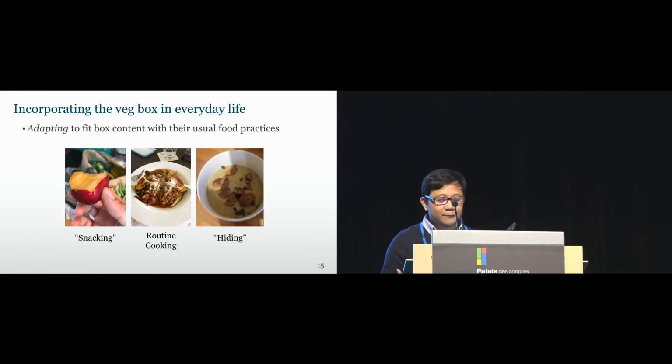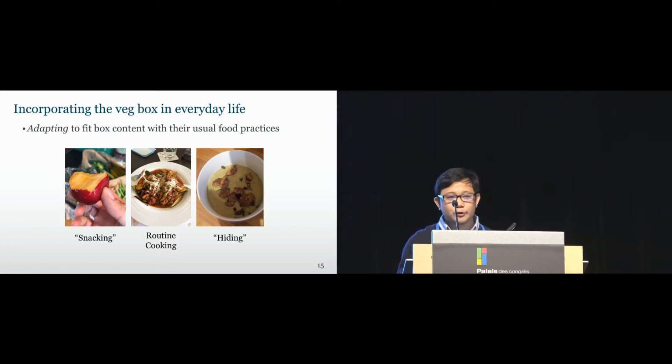Participants also talked about the different levels of adaptation they had to do in order to fit the content of the veg box with their usual food practices. The different ways of this adaptation can be thought of as a spectrum. On one end of the spectrum, veg box items were easily adapted through snacking, which is basically eating the food item on its own. In the middle of the spectrum, veg box items were adapted as part of their routine cooking. So the veg box item is simply something that they're accustomed to cooking or something that they can easily include into what they usually cook.